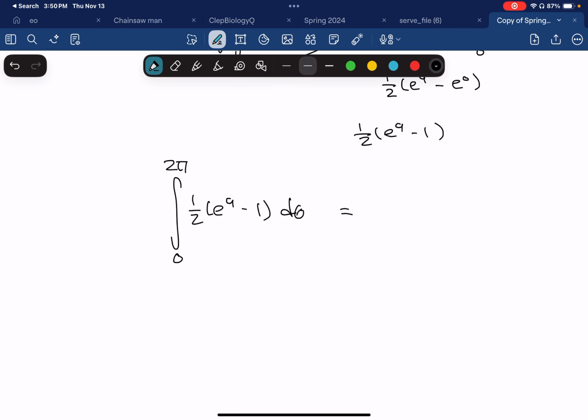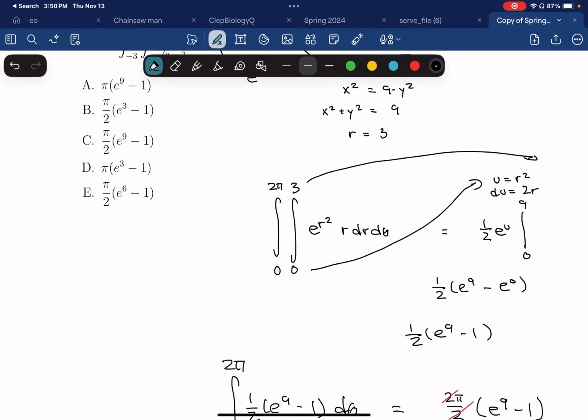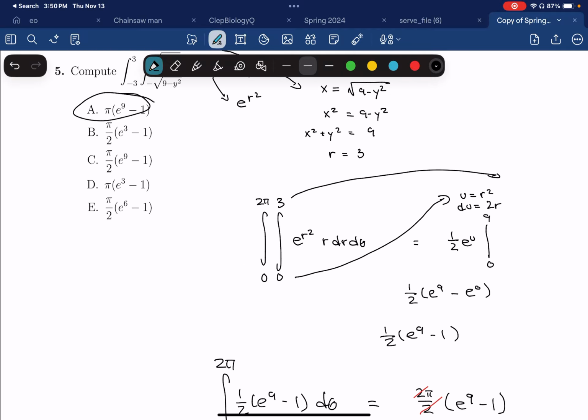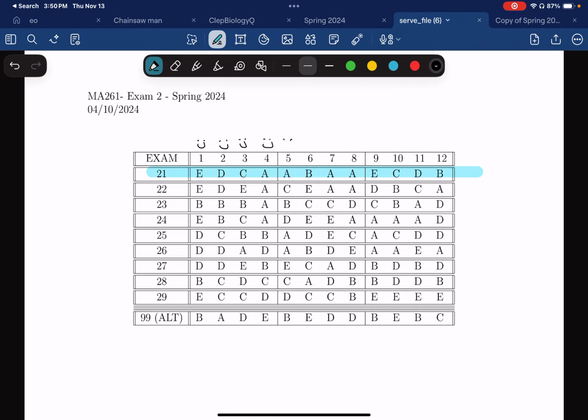So you just multiply everything by 2 pi. So you get 2 pi over 2 from e to the power of 9 minus 1, which simply gets you the, oopsie daisy, the 2's cancel out, and you just get left with pi times the difference of e to the 9th minus 1, which in this case is answer choice A, which is our answer for number 5.